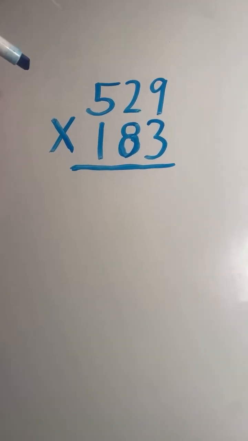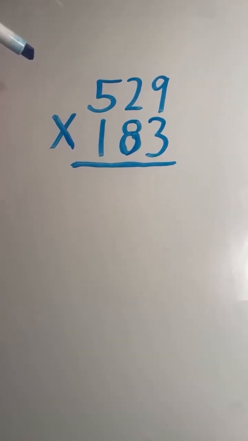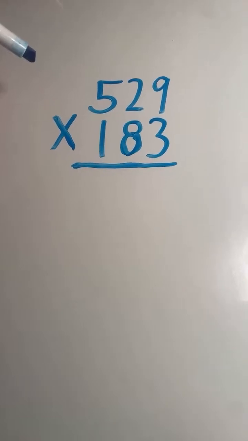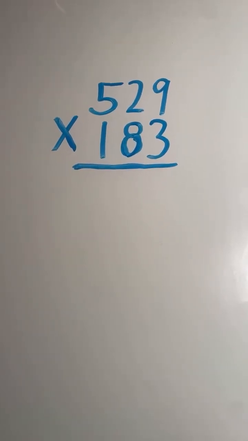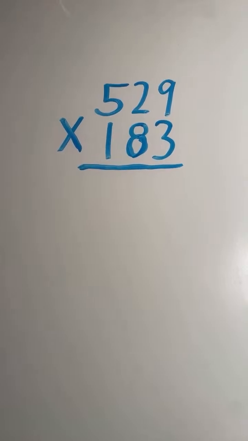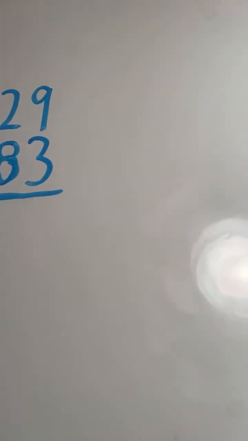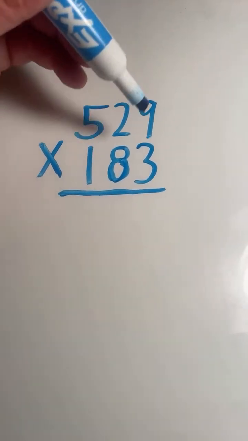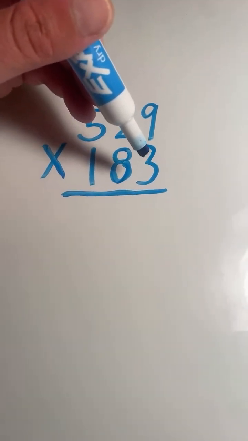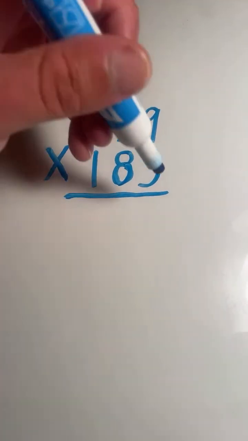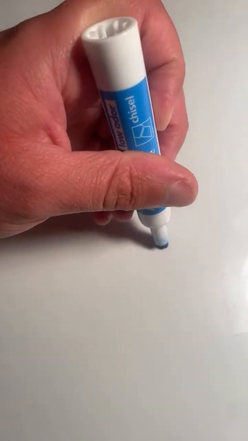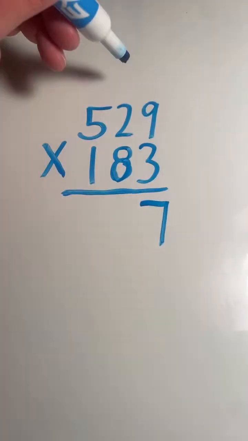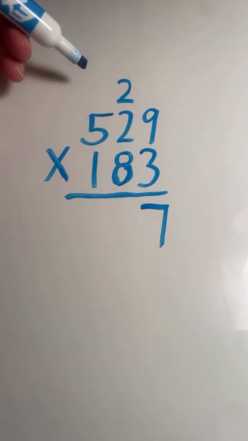So 529 times 183. So step 1, really we're doing 3 different rounds of multiplication here. But we'll start out by multiplying 9 times 3. And then our product after multiplying 9 times 3, if our product's more than 10, we have to regroup. So 9 times 3 equals 27. Now we have to regroup because our product's more than 10, so the 7 in 27 goes in the ones place. The 2 gets carried over to the tens place.